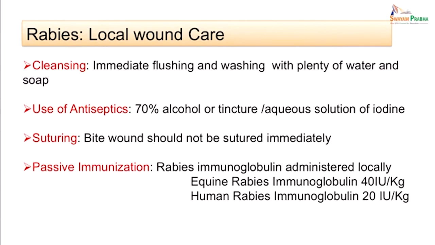For passive immunization, the rabies immunoglobulins are administered locally. Two types of rabies immunoglobulins are available: equine rabies immunoglobulin, which is given in the dose of 40 international units per kg body weight, or human rabies immunoglobulin, which is given in the dose of 20 international units per kg body weight. The maximum amount of rabies immunoglobulin should be administered locally, and if some amount is left behind, then it has to be administered intramuscularly at a site away from the site used for the injection of the vaccine. Because equine rabies immunoglobulin is obtained from a different species, it can be associated with hypersensitivity reactions.